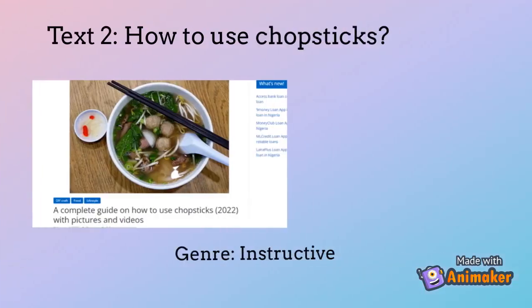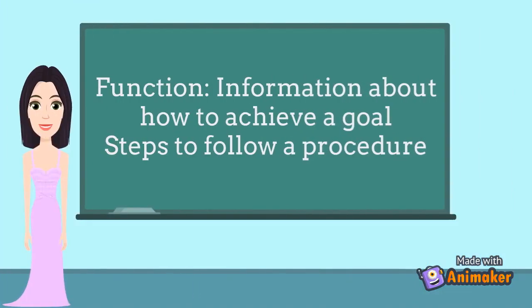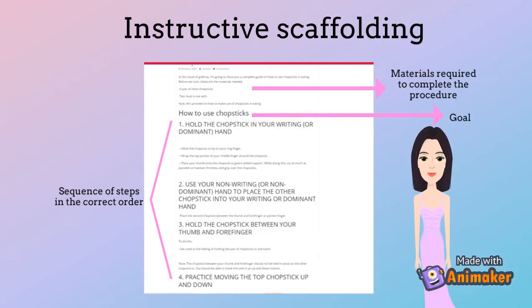The second text we are going to analyze is a guide on how to use chopsticks, published in 2022 by the useful page called GDHub. In this case, the type of text is a lot easier to identify. Since the objective is to give us instructions on how to do something, we can conclude that this is an instructive text. The instructive scaffolding basically consists of, first, a statement indicating the aim of the text. In the case of our analyzed text, this corresponds to the title, which indicates what the tutorial is about.